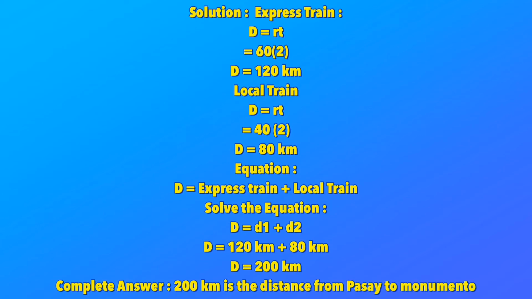So our equation is distance equals the express train plus the local train. Distance equals the distance of the express train first, and the second distance is the local train. The distance covered by the express train is 120 kilometers, and for the local train is 80 kilometers. What we have to do is add. So the distance covered from Pasay to Monumento is 200 kilometers. Therefore, our complete answer is 200 kilometers, the distance from Pasay to Monumento.